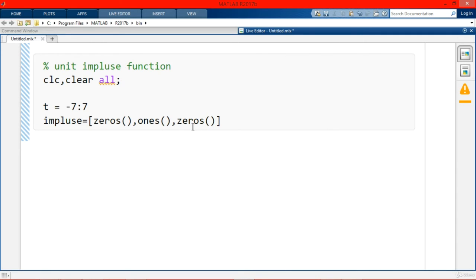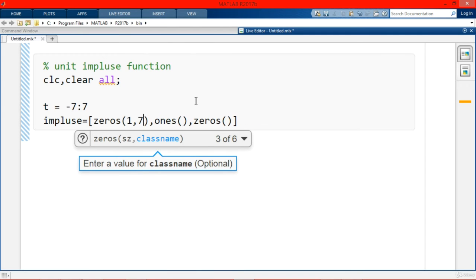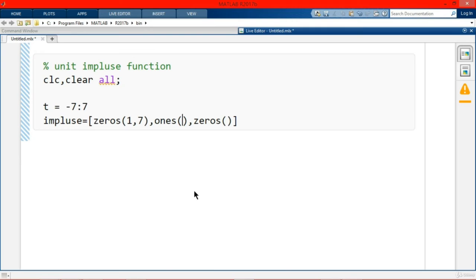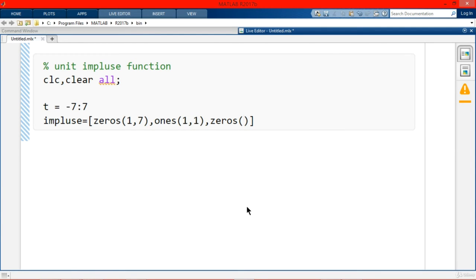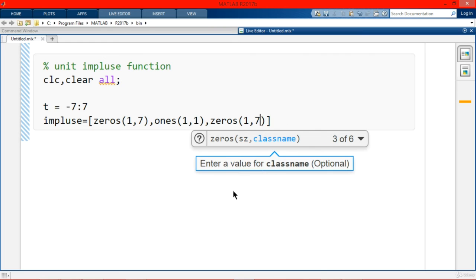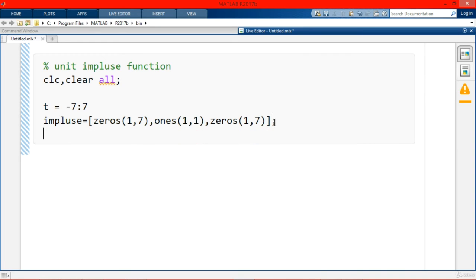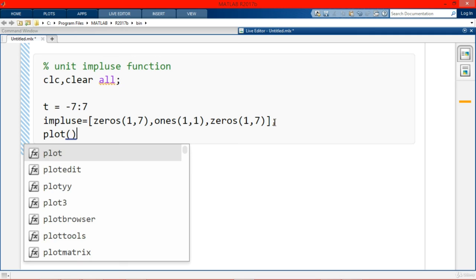So from minus 7 to minus 1, the signal will be 0, and these zeros are generated by the zeros command, and then we'll generate 1 at the 8th location. And as we need only one 1, we'll only write 1 comma 1 and then again zeros for the rest of the time values. Now plot the impulse like this.